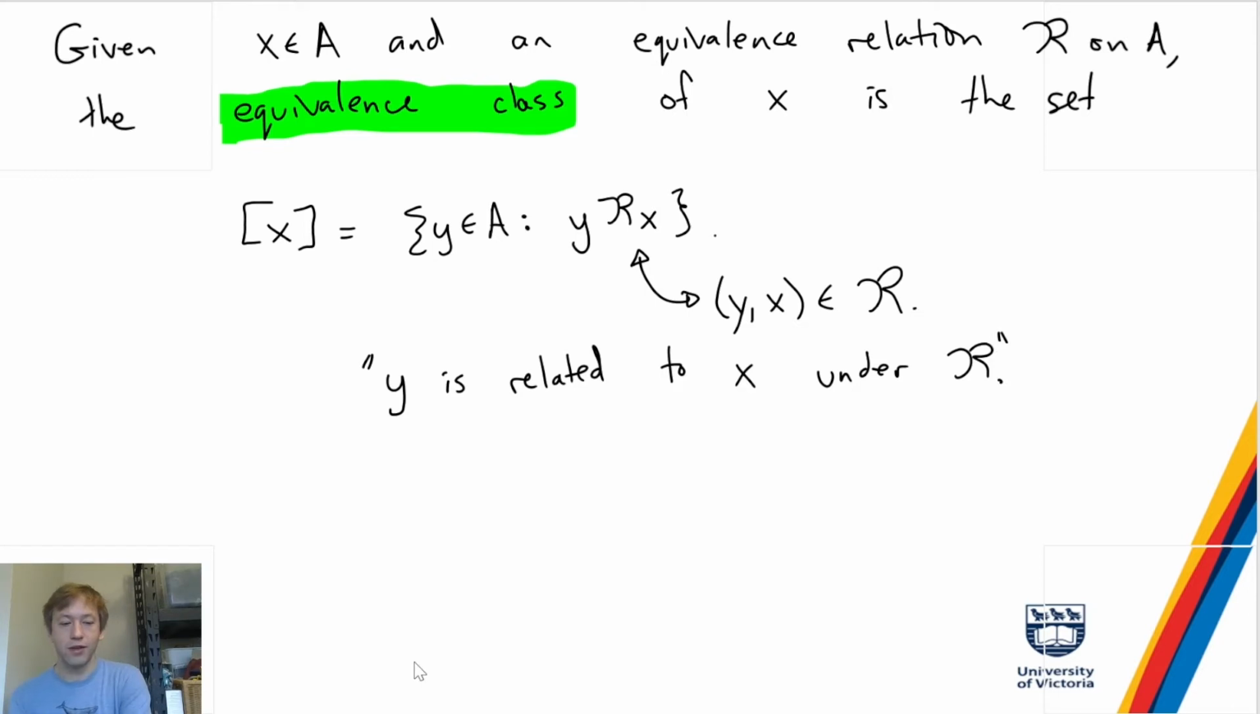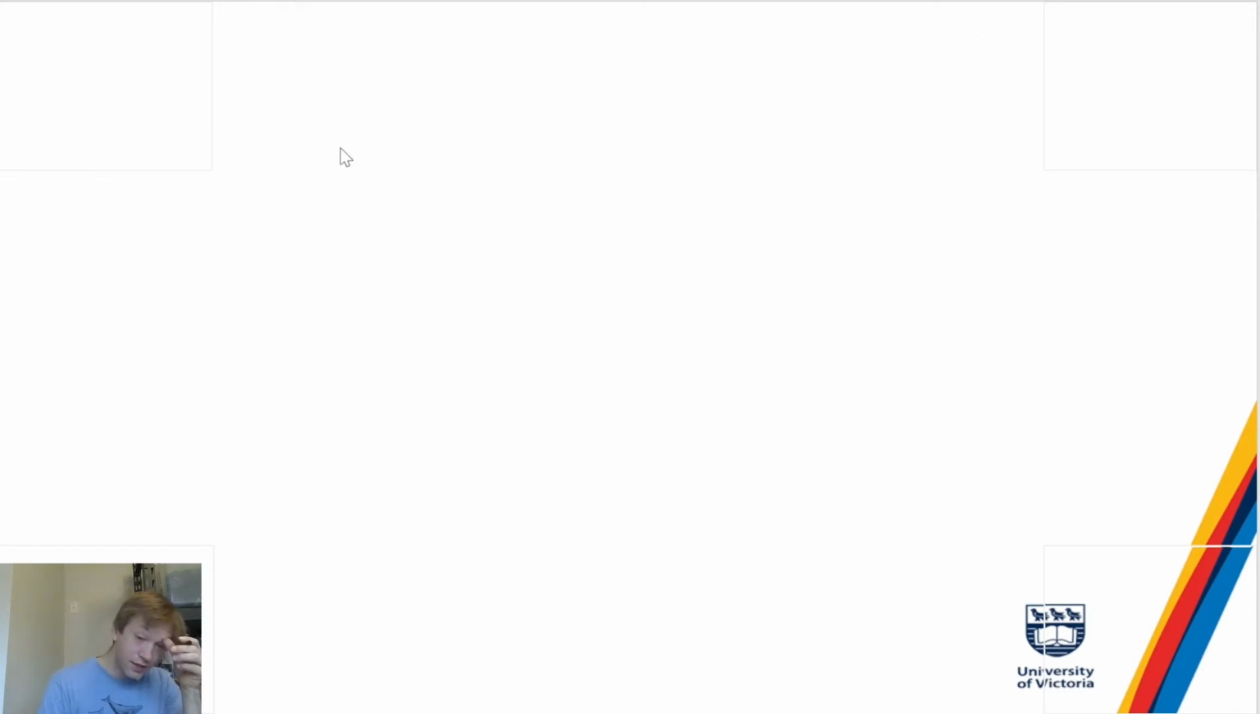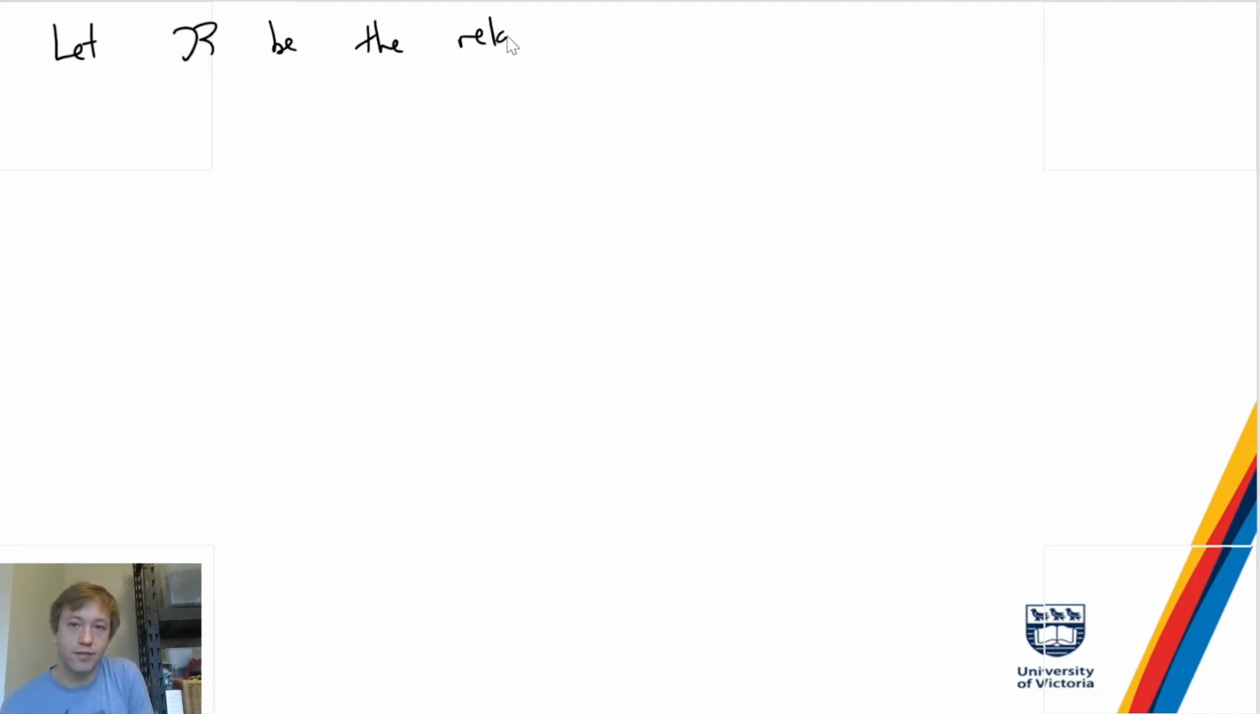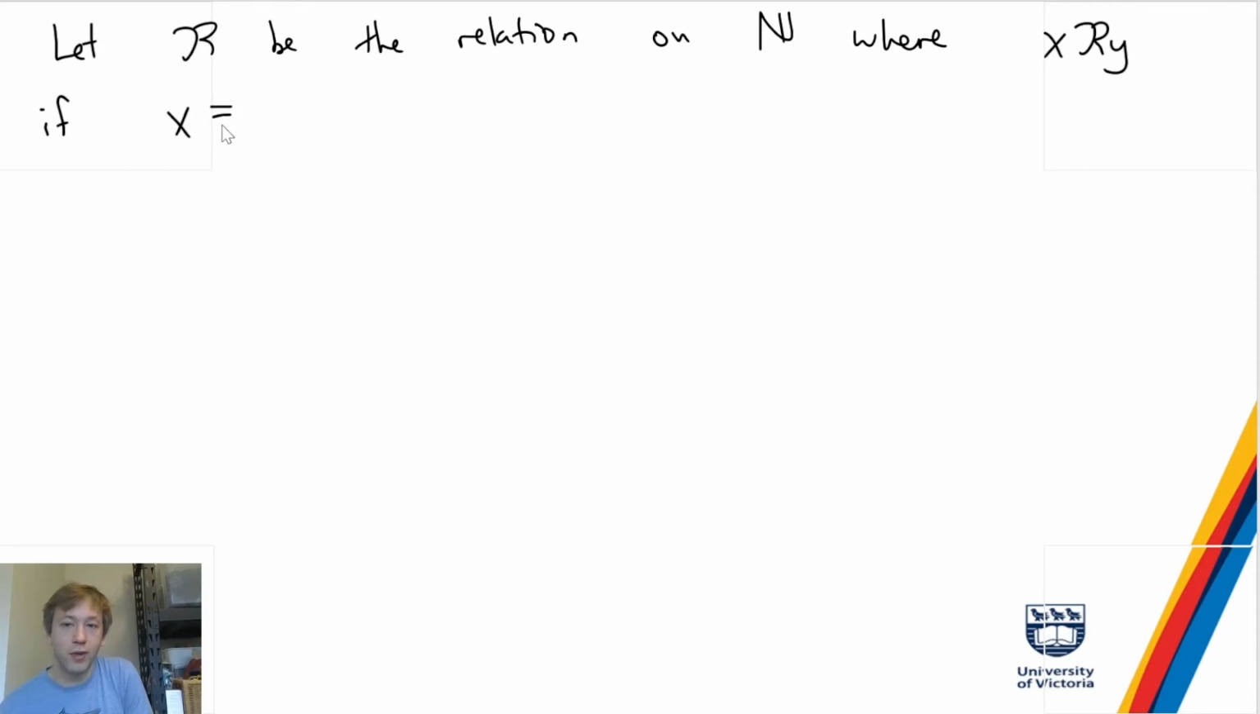So as an example, let's look at things related to Chapter 5, so this modular arithmetic. We could define an equivalence relation. So let R be the relation on the natural numbers where x is related to y if x is congruent to y mod, let's say 7. Okay, so we can ask ourselves, what are the different equivalence classes here?